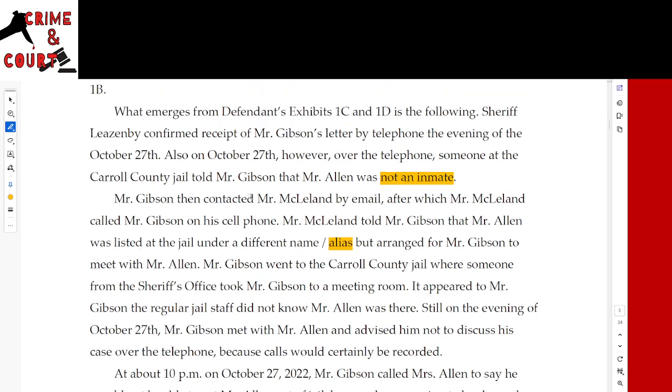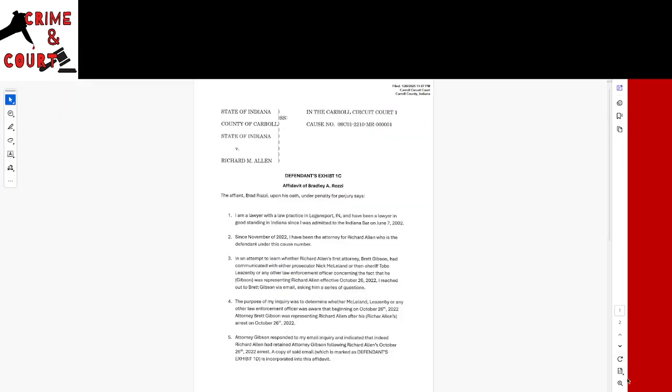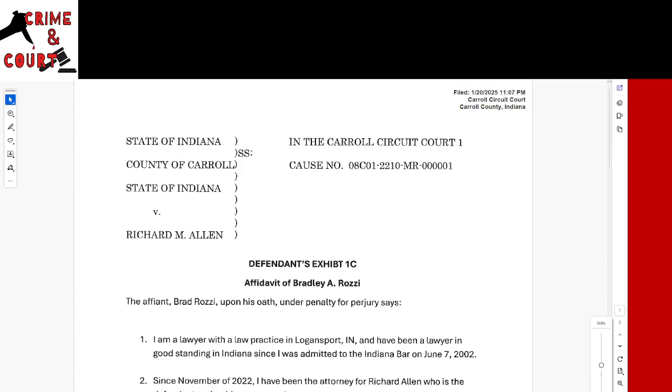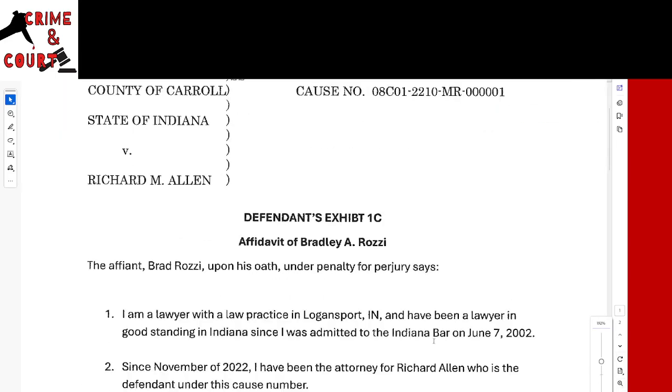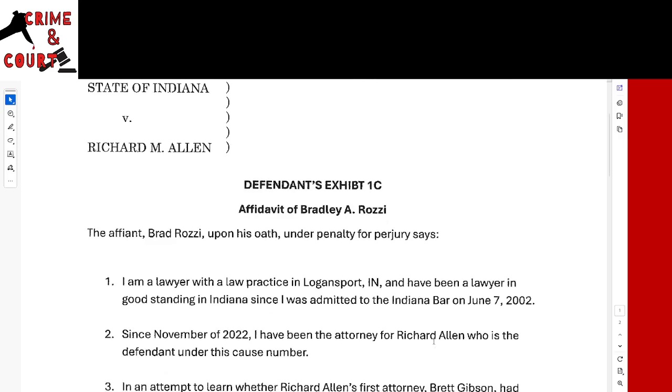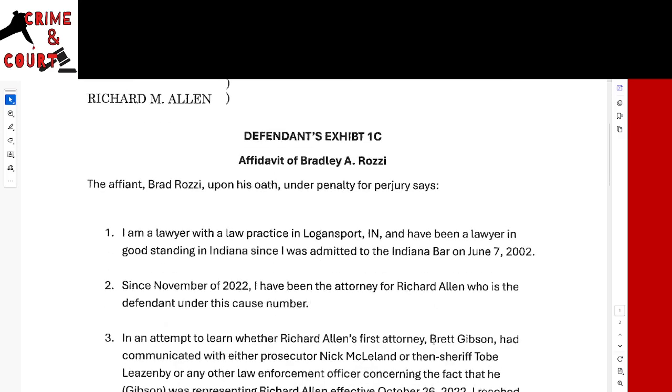So I'm going to skip over now to exhibits 1C and 1D. So, kind of backing up a little bit here. This is defendant's Exhibit 1C, an affidavit of Bradley A. Rosie, who is one of the defense attorneys for Richard Allen. The affiant, Brad Rosie, upon his oath, under penalty of perjury, says, I am a lawyer with a law practice in Logansport, Indiana, and have been a lawyer in good standing in Indiana since I was admitted to the Indiana bar on June 7th, 2002.